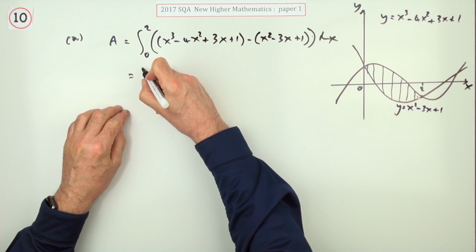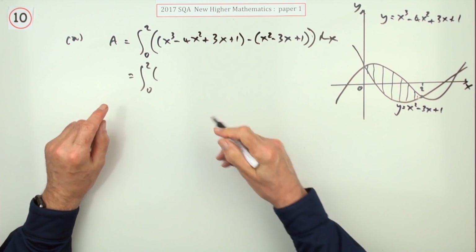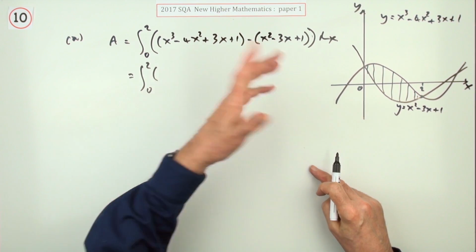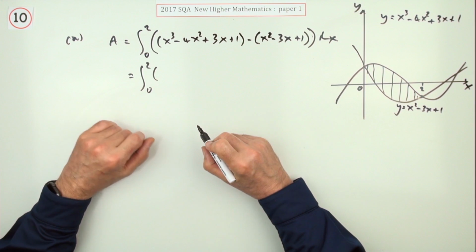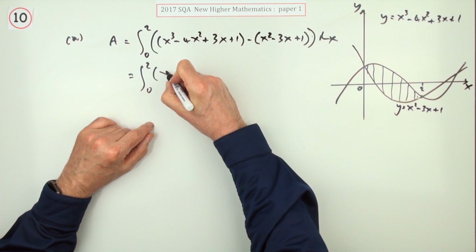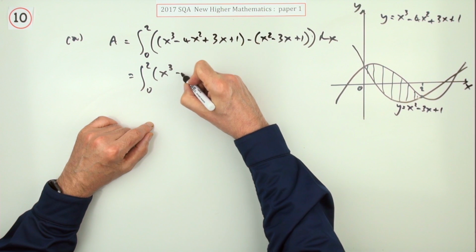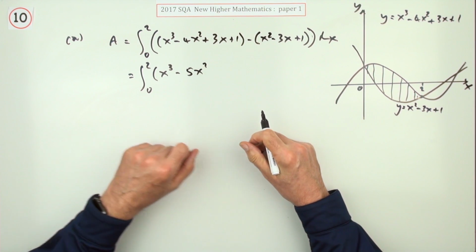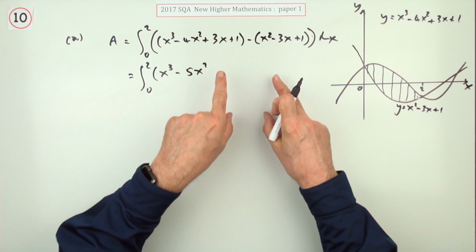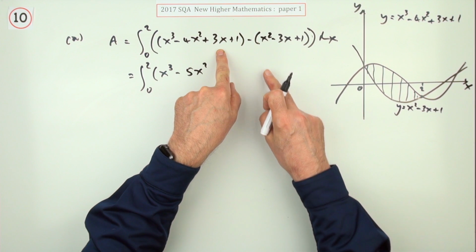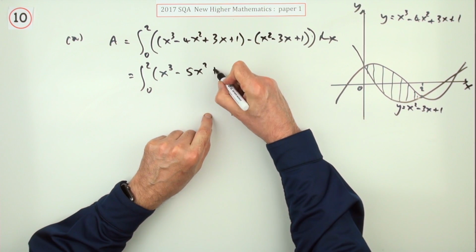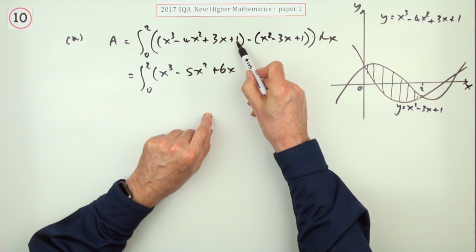Now, tidy it up. You could integrate that the way it is, it would still work. You're just putting in more arithmetic later on. So there's only one x cubed term. X squareds are going to go down to minus 5x squared. The 3x's, you've got plus 3 plus another 3 is going to be plus 6x, but at least the 1's disappear.